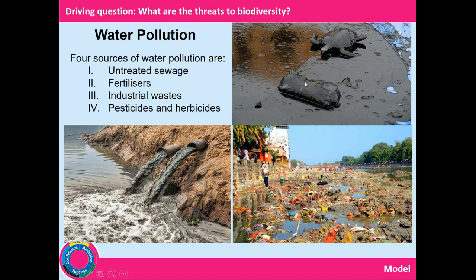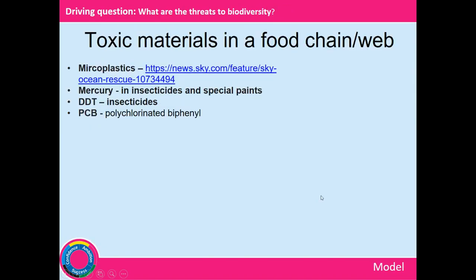In this top right hand corner picture, this is an oil spillage, and you can see a turtle covered in oil. And then we have pesticides and herbicides, and some of our household waste. They are just deposited like this in some countries, which all cause pollution. It looks so unsightly.